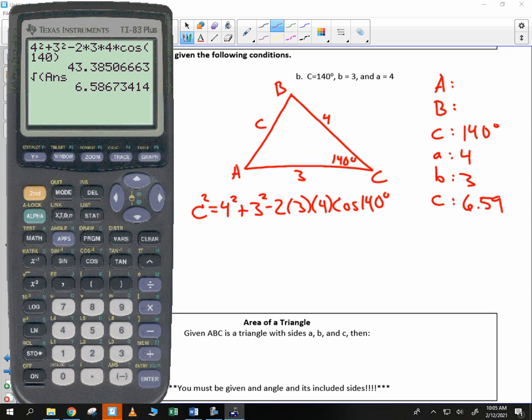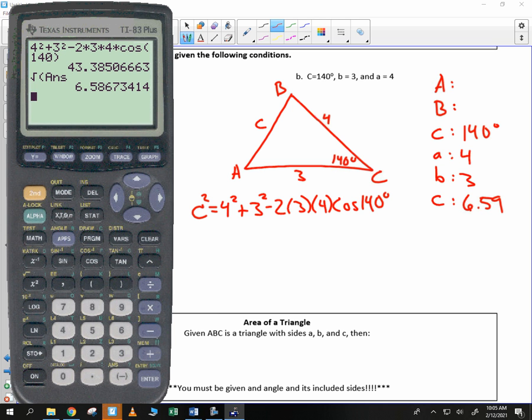Can anybody confirm that they got the same thing? Good. I want to look at that 6.59 before I continue. 6.59, that's bigger than 4 and bigger than 3. Should it be bigger than 4 and bigger than 3?